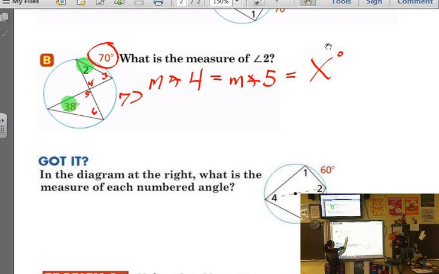Okay, so this arc right here would have to be 72, right? Wait, what? You were close. You were 76. That's 30.